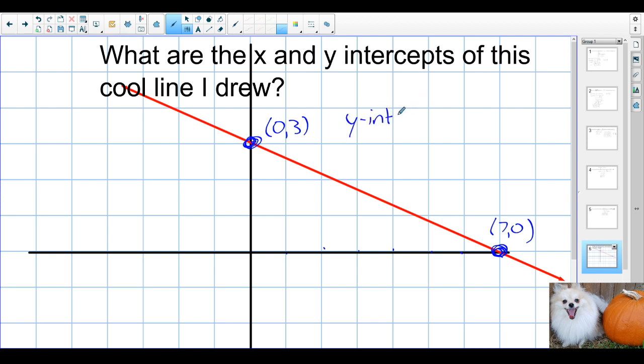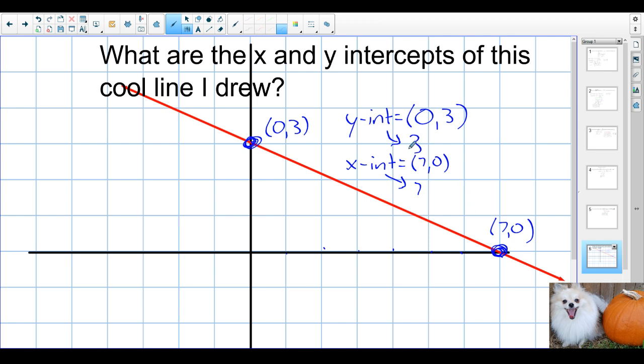So the y-intercept is where x equals 0. So that would be at 0, 3, or just 3. Really, 3 is the better answer. And then the x-intercept is where it crosses the x-axis, or where y equals 0. So that is 7, 0, or just 7. And there's x and y intercepts.